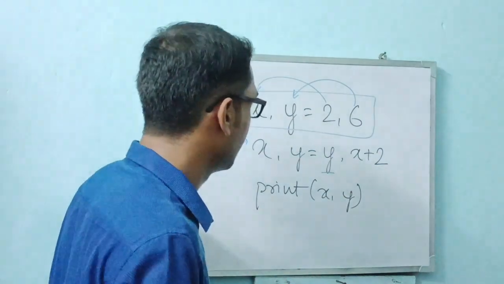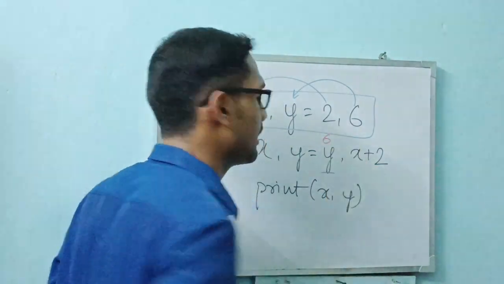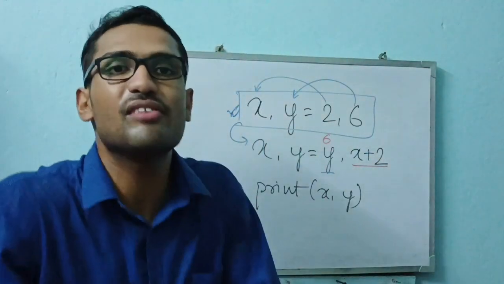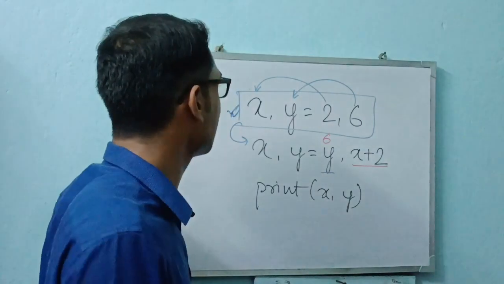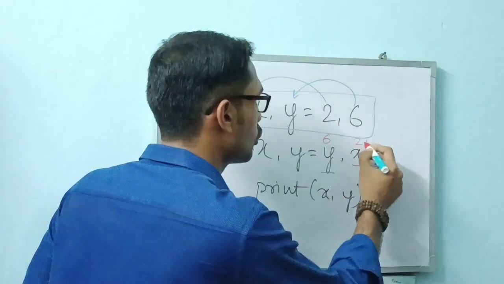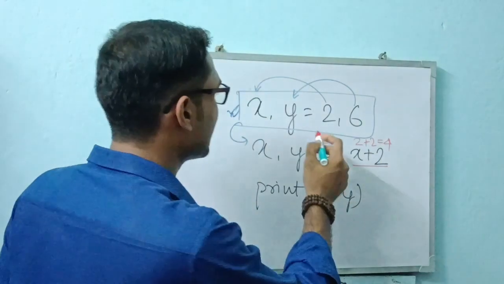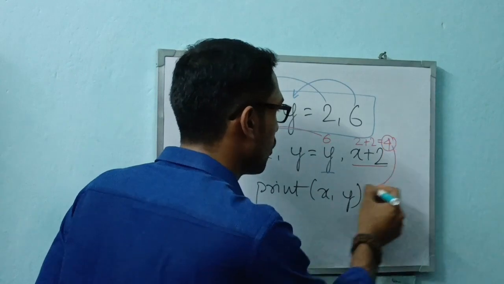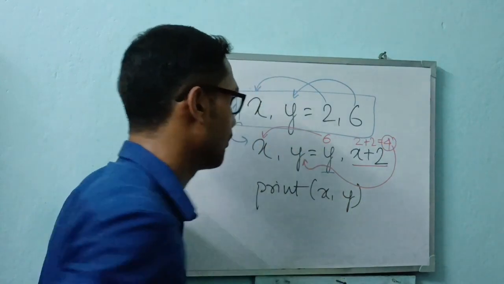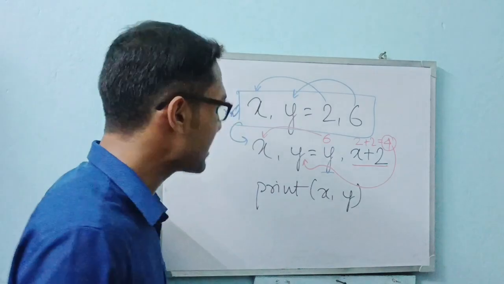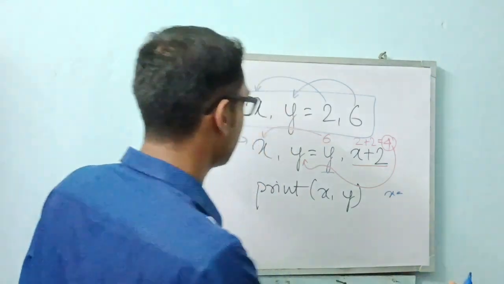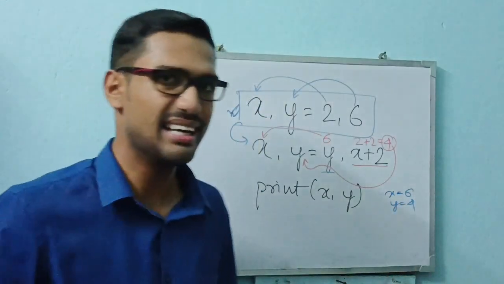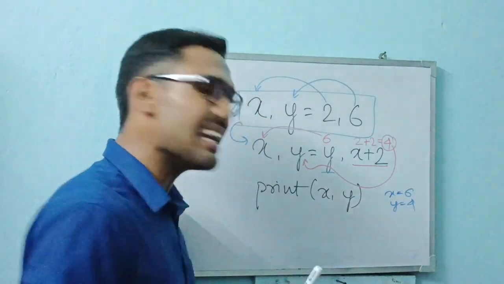So here the value of y is 6. Let me write it 6 here. And what this particular expression will give you is x plus 2. So x is what? x is 2. So 2 plus 2 is what? 4. So 6 will get assigned to x, and this particular 4 will get assigned to y. So what does it mean? What is the new value of x and y? The new value of x is 6 and the new value of y is 4. Okay, fine. Clear? Simple. Now let's execute the third statement.